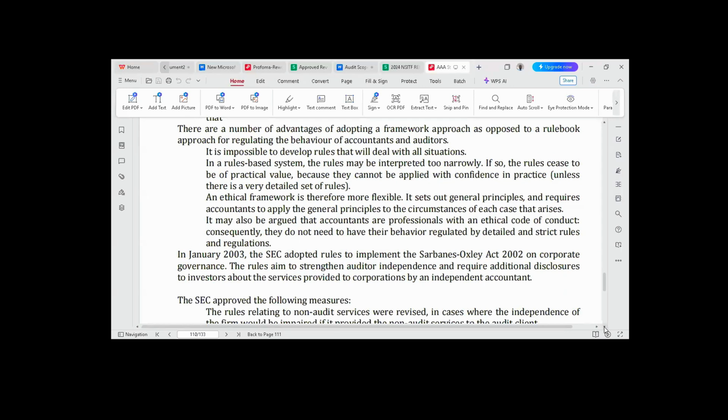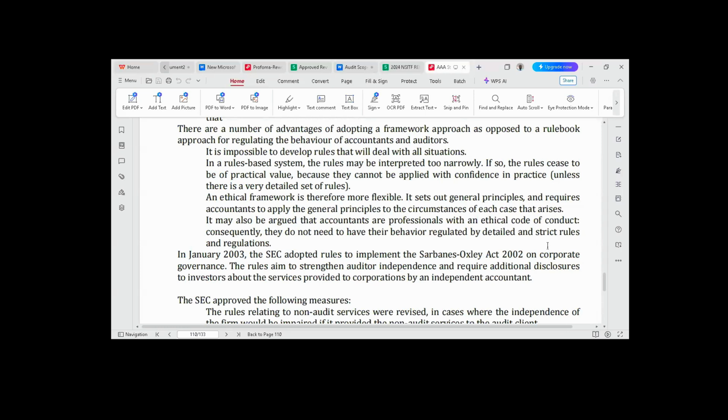one of the causes of corporate failure in the US in the early 2000s is what? The breach of what? Independence. Breach of independence of the what? Of the external auditor. The breach of independence of the external auditor. Once the external auditor is not independent, it's going to affect his engagement with the client.